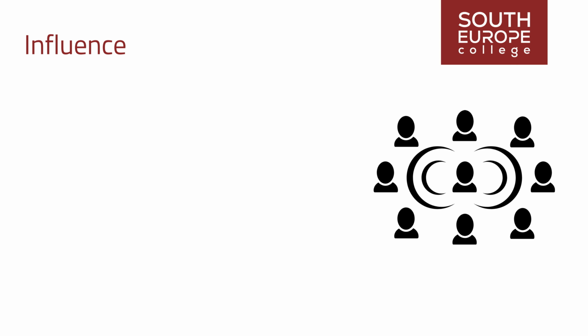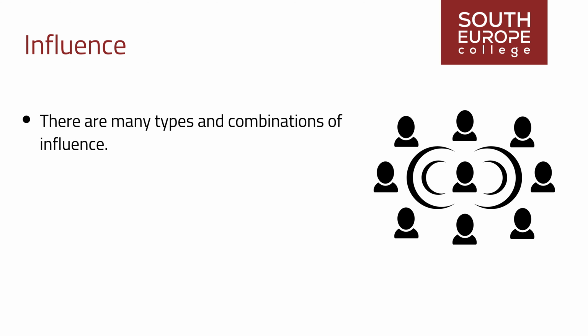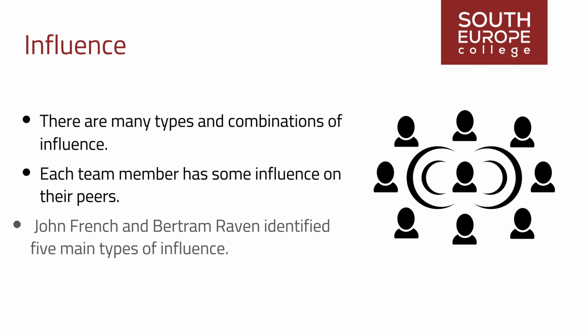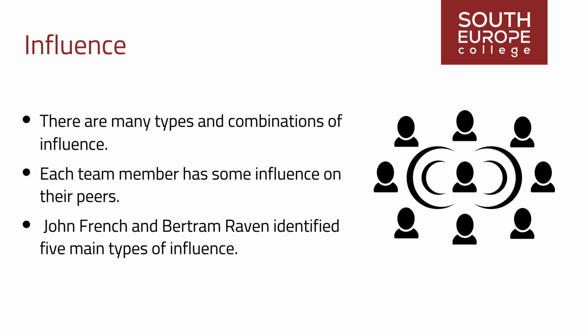At this point, we should distinguish between leadership style and how that lines up with why those who are leading choose to follow. This is called influence, and many types and combinations of influence will help you become a stronger leader. Note that each team member has some influence on their peers, either positive or negative. Social psychologists John French and Bertram Raven identified 5 main types of influence.